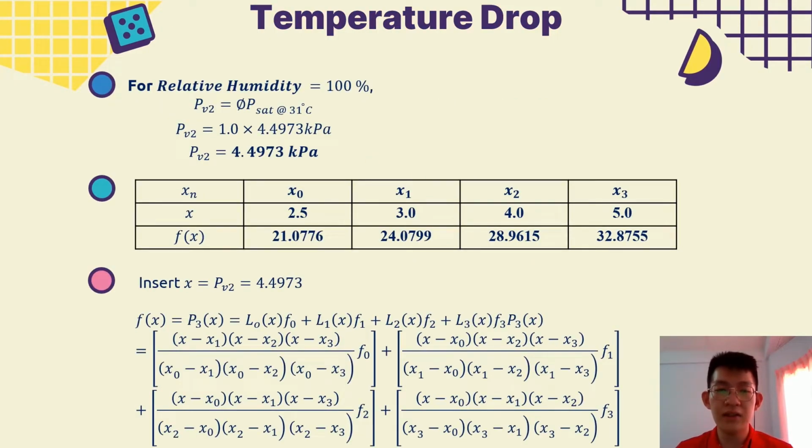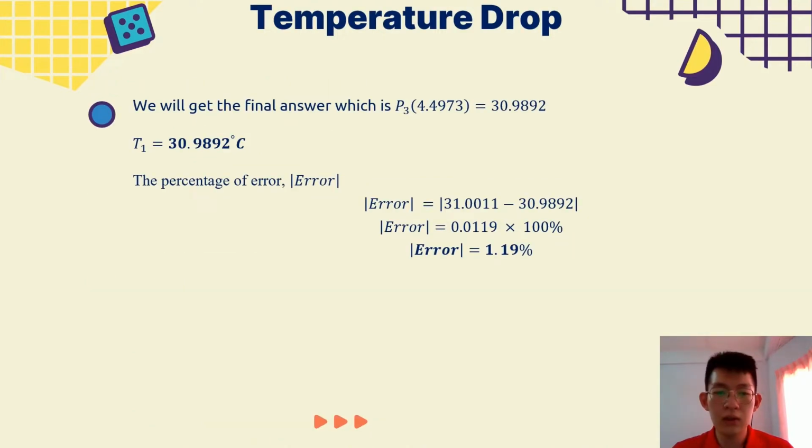We find the temperature for relative humidity equal to 100%. We also insert the value of S into this formula. So we will get the final answer equal to 30.9892. So our temperature is equal to 30.9892 degrees Celsius, and the percentage of error is equal to actual value minus our calculated value, and lastly, the error equal to 1.19%.